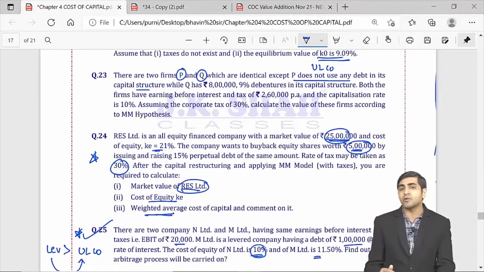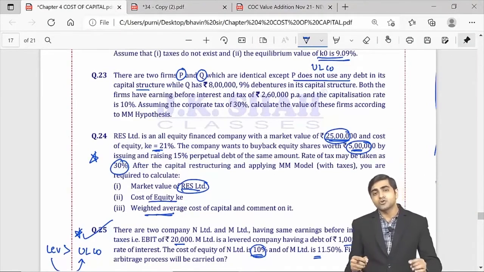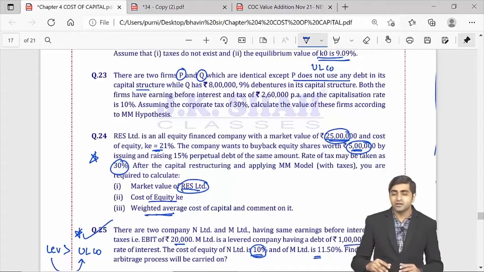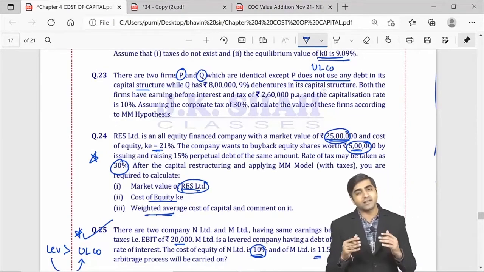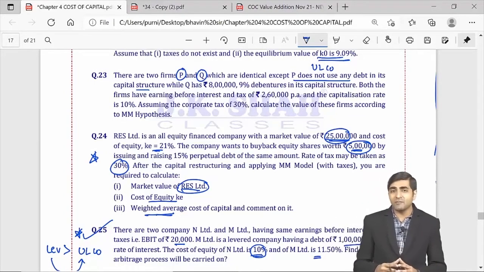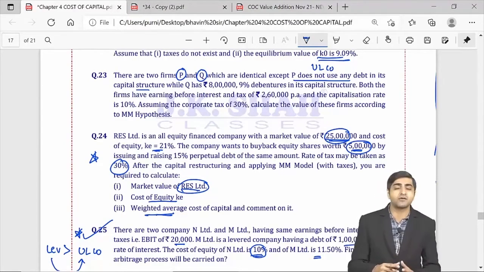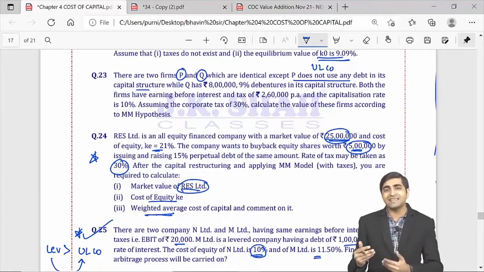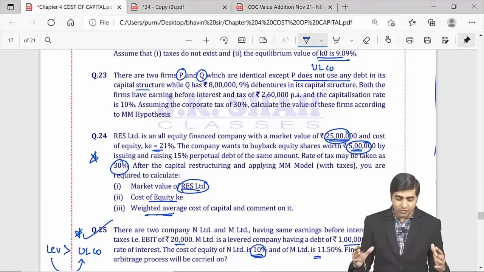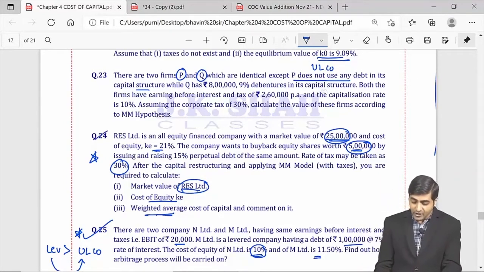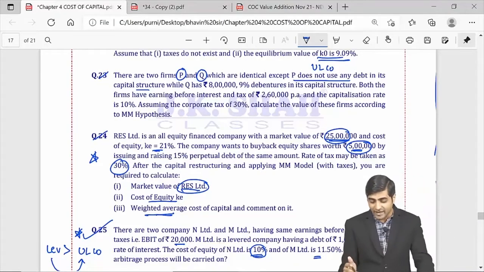Also, my dear students, you are required to calculate your WACC. So your weighted average cost of capital, you are now having debt and equity in the capital structure. We are having market value of debt as 5 lakhs, we are having market value of equity here 21 lakh 50,000, and then we have KD and KE both available. So that's how your WACC will be calculated. Okay. So guys, this is regarding your hypothesis with tax.